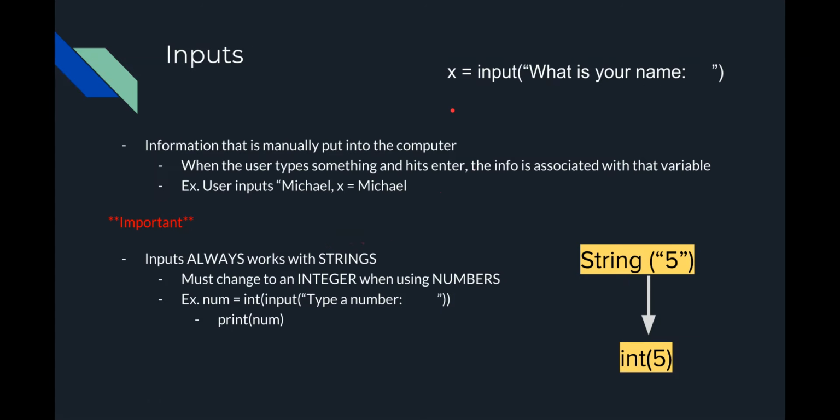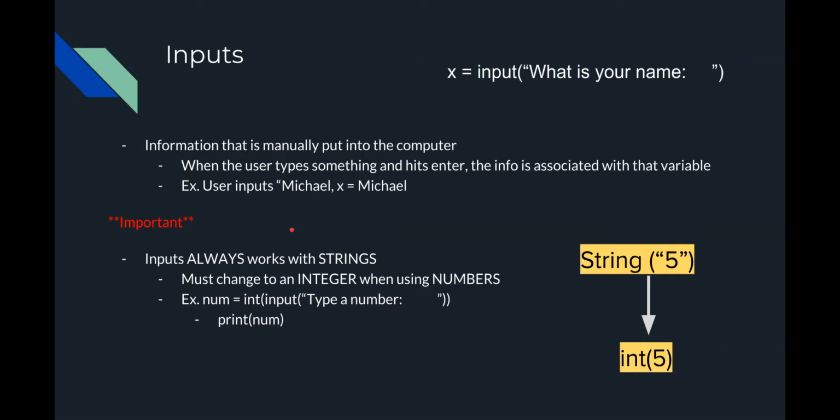All right, inputs. So here we have this example where we have this variable x is equal to input, what is your name. This is very important. So it's basically asking for your name. It'll print this out and then wait for the user to enter the name manually and hit enter. So for example, if one were to type in Michael after being asked what is your name, and then pressed enter, then the variable x would now be known as Michael.